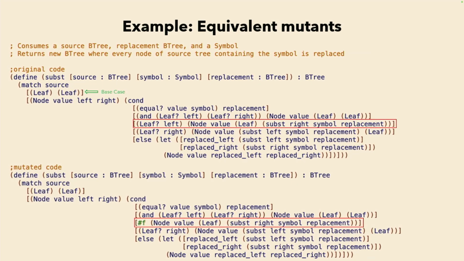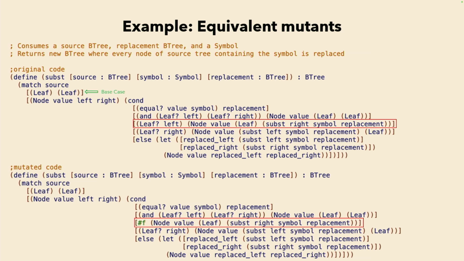So this is a snippet of code from a student submission where they have a recursive function that takes in basically a binary tree, a symbol to search for within that binary tree, and a replacement binary tree to put into it. So it should be a pretty simple recursive function. The student has a base case where if they encounter a leaf, they give the leaf. And then they have a couple of different cases for what to recurse on. And the mutator that survived was basically where that red box is. It just deleted that branch from the cond, and the mutant still survived.